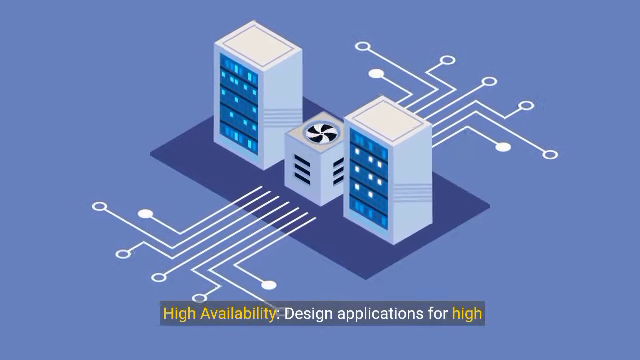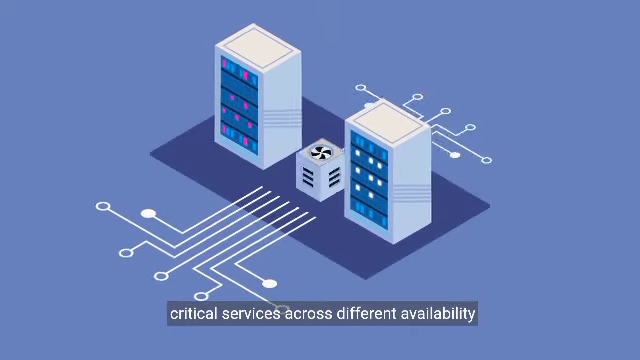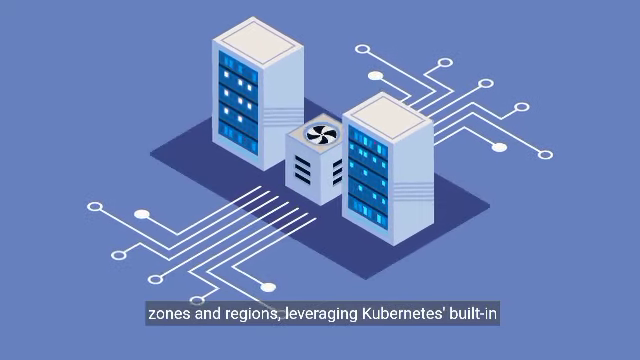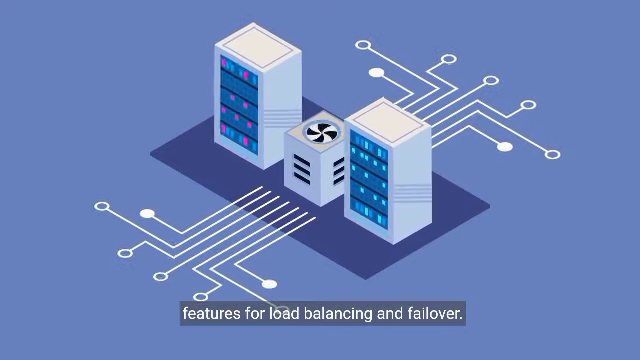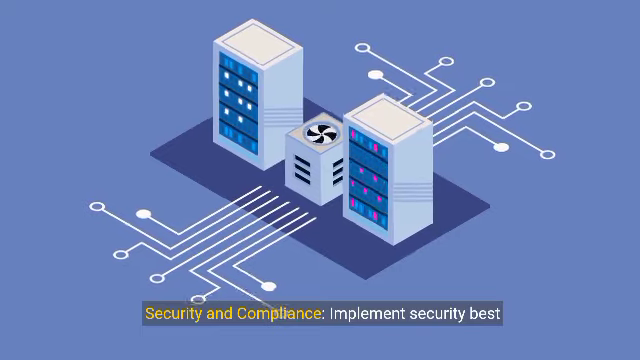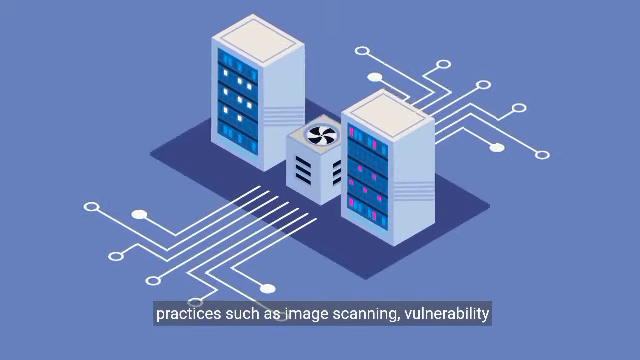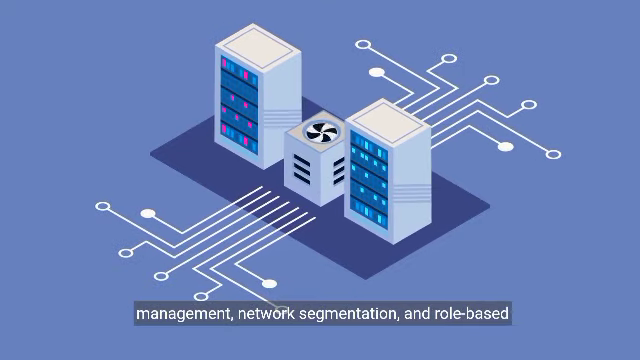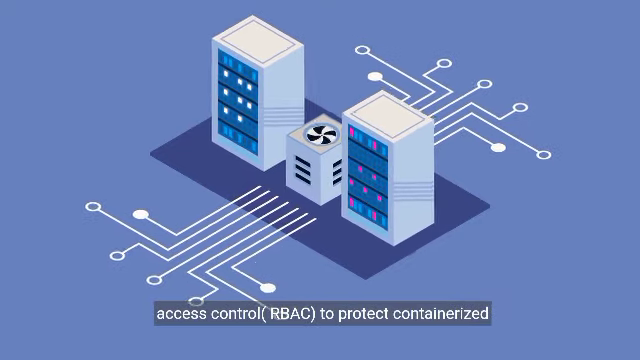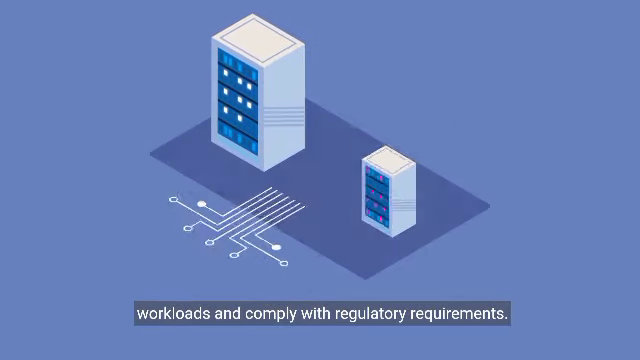3. High availability. Design applications for high availability by deploying multiple replicas of critical services across different availability zones and regions, leveraging Kubernetes' built-in features for load balancing and failover. 4. Security and compliance. Implement security best practices such as image scanning, vulnerability management, network segmentation, and role-based access control, or RBAC, to protect containerized workloads and comply with regulatory requirements.